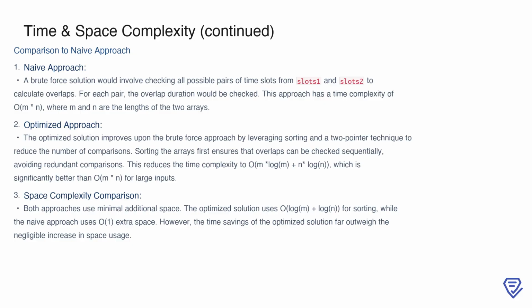While the naive approach might use slightly less space, specifically O(1) for extra storage, the optimized solution's O(log m + log n) space for sorting is negligible compared to the significant reduction in computation time. This makes the optimized approach far superior for large inputs.